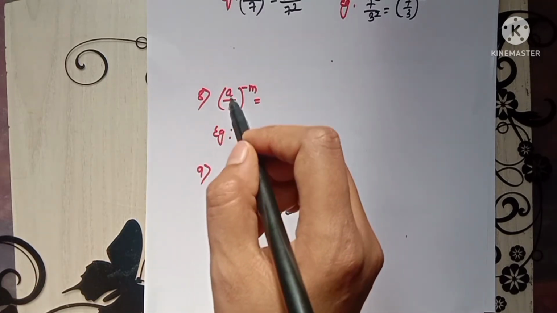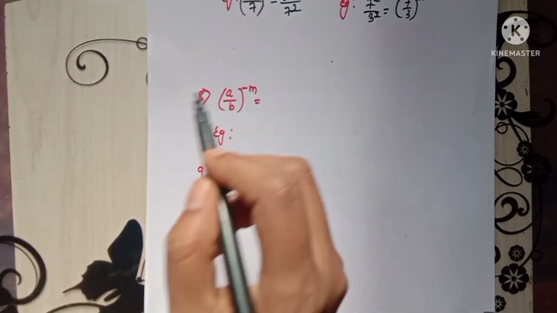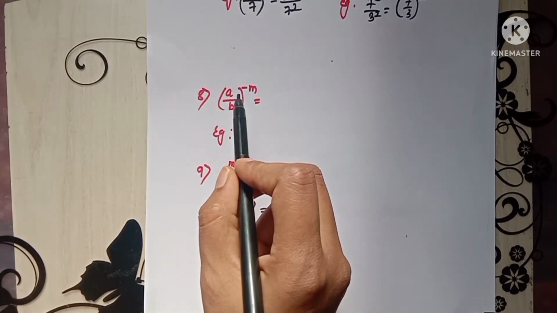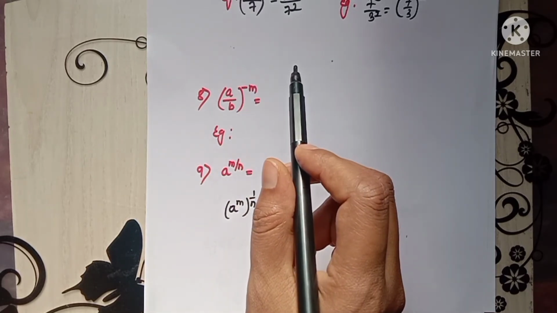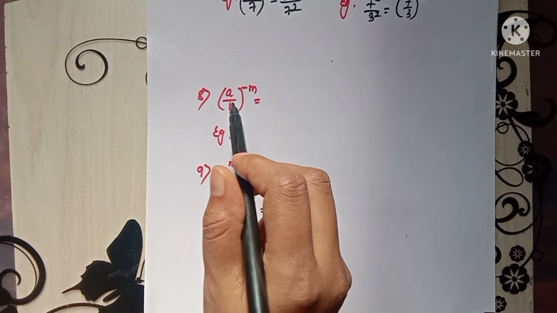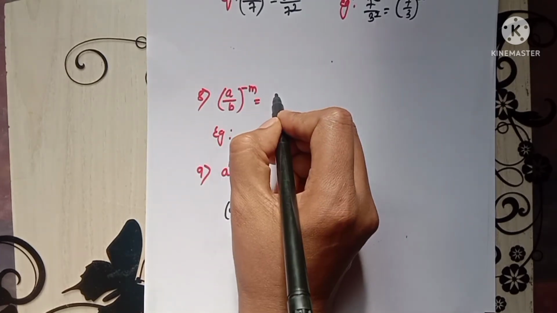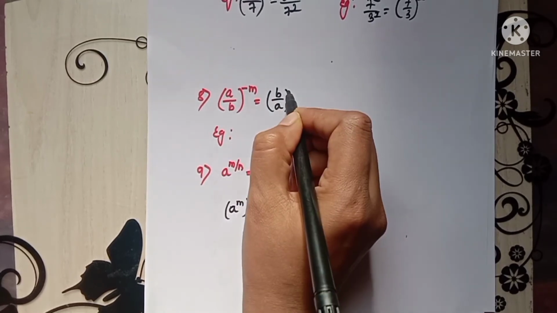Eighth one, what do we have? Eighth one, a divided by b, the whole power minus m. As I said before, if you want to convert this minus m, then what do we have to do? We have to take the reciprocal. Here, it is in the form of a divided by b. The reciprocal of this will be what? B divided by a, and the sign will change, that is m.